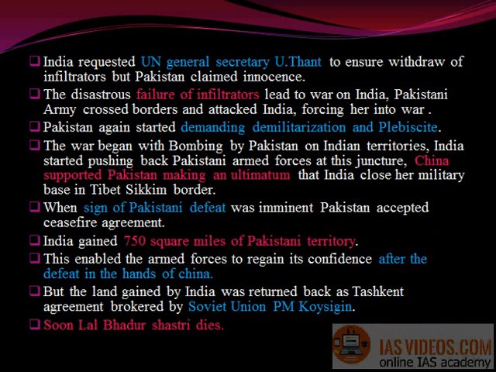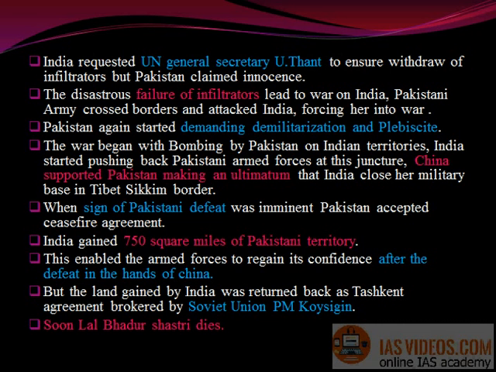India requested UN Secretary-General U Thant to ensure withdrawal of the infiltrators, but Pakistan claimed innocence. The disastrous failure of the infiltrators led to war on India. The Pakistani army crossed borders and attacked India, forcing her into war. Pakistan again started demanding demilitarization and plebiscite.